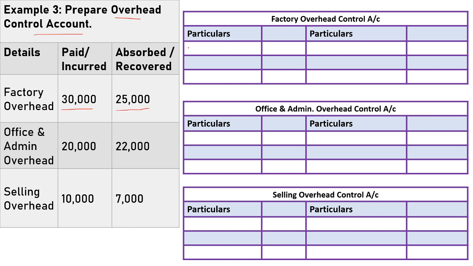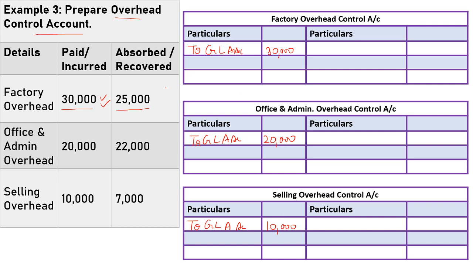Now when we pay the overheads, our entry is overhead control account debit. In place of cash we use general ledger adjustment account. So in case of factory overhead paid, our entry in the factory overhead control account debit is to general ledger adjustment account 30,000. In case of office overhead, to general ledger adjustment account amounted to 20,000, and in case of selling overhead we write to general ledger adjustment account amounted to 10,000. These are the overheads that the company pay.